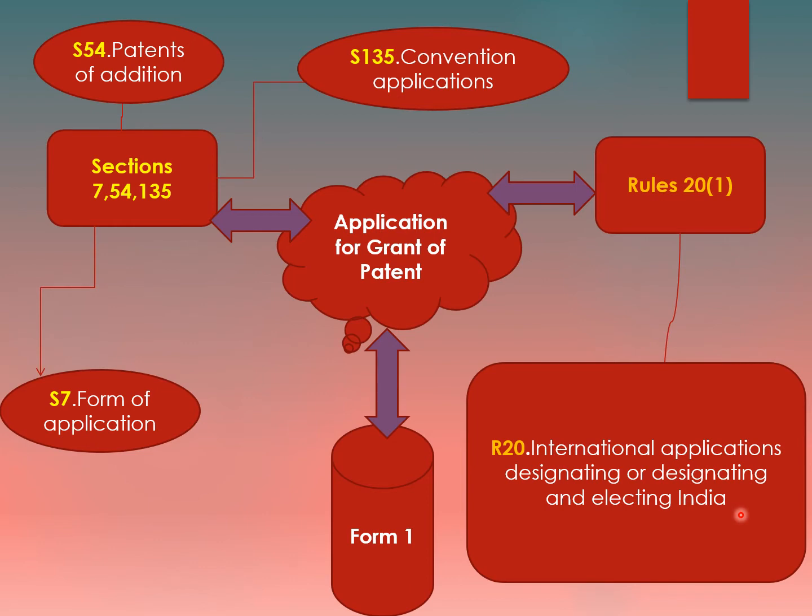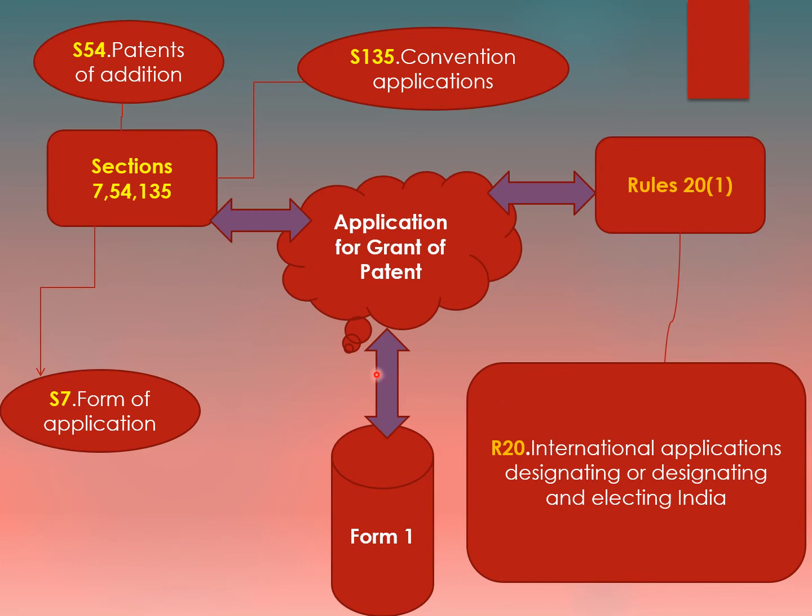Friends, just remember a fact while reading the acts or rules, it is very important how you read a sentence, by taking care of all the operators and the punctuation marks. For example, here you should read it like this: international applications designating, just give a pause, and then designating and electing India. This is the proper way. So just take care of this.